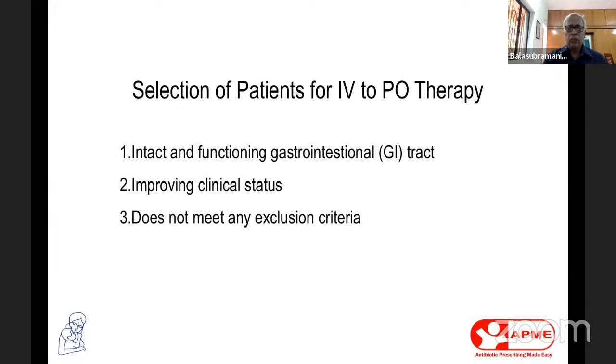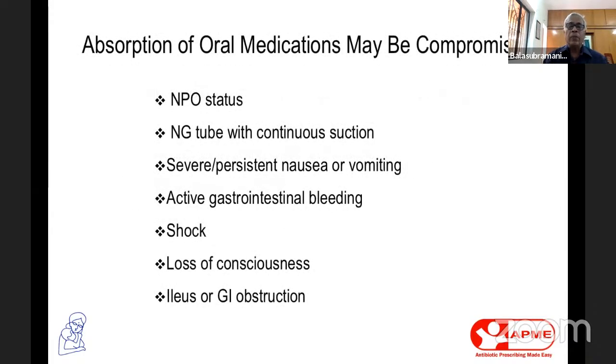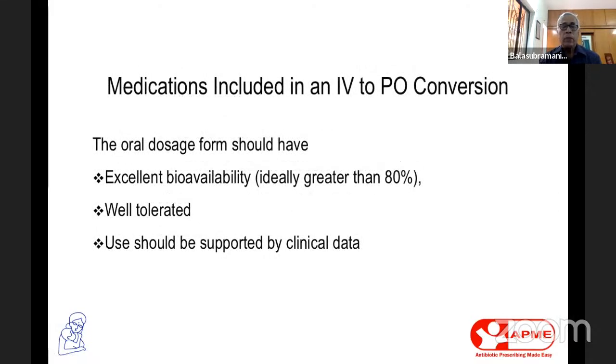But there are some criteria which should be satisfied before you select patients for switching from IV to oral. What are those? There must be an intact and functioning GI tract. The child should improve and should not meet any exclusion criteria. What are the exclusion criteria? You can't give oral drugs to somebody who's nil orally, appendicular perforation, NG tube with continuous suction, obstruction, severe nausea and vomiting, active GI bleeding, shock. Oral drugs may not be absorbed, loss of consciousness, paralytic ileus or obstruction. In these conditions, you cannot switch from IV to oral.